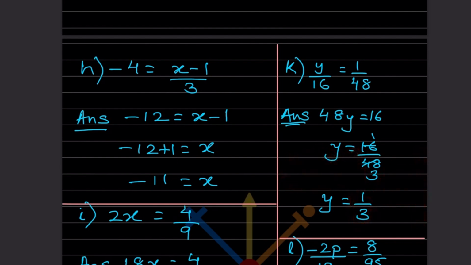If you don't know, you can write here 16 times 3. 16 times 3 is going to be 48. Anyways, you can do it. So that is 1 by 3.